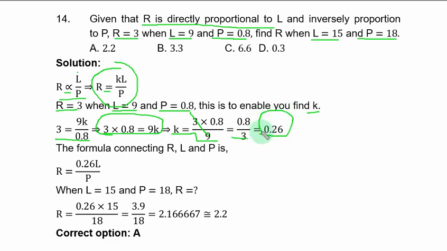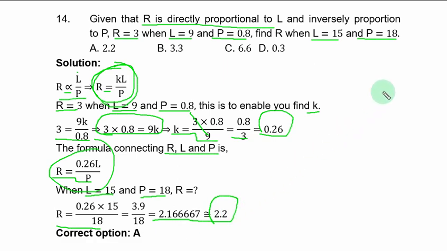And when you divide, you have 0.26. Now that the value of k is known, you can establish the formula connecting R, L and P by simply replacing k in these results. So you have R equal to 0.26L over P. You are given that R is unknown, L is 15, and P is equal to 18. You simply replace L with 15 and P with 18 in this form. If you multiply and divide, you have 2.1666667. The options are given to one decimal place, so you have 2.2 to one decimal place. So A is the correct option.